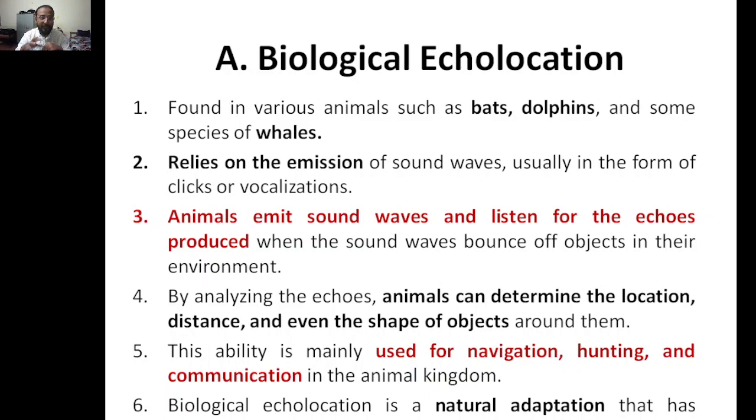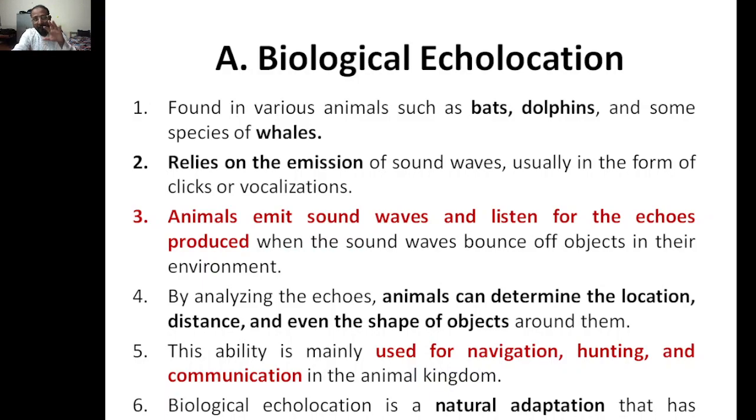Animals emit sound waves, like clicks or vocalizations, and listen for the echoes produced when the sound waves bounce off the objects in their environment. By analyzing the echoes, animals can determine the location, distance, and even the shape of the objects around them. This ability is mainly used for navigation, hunting, and communication in the animal kingdom. So biological echolocation is a natural adaptation that has evolved over millions of years.